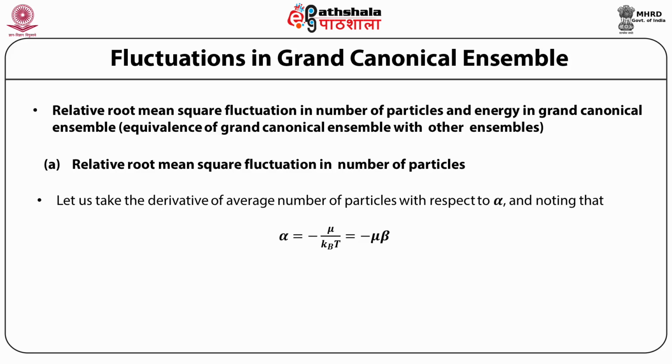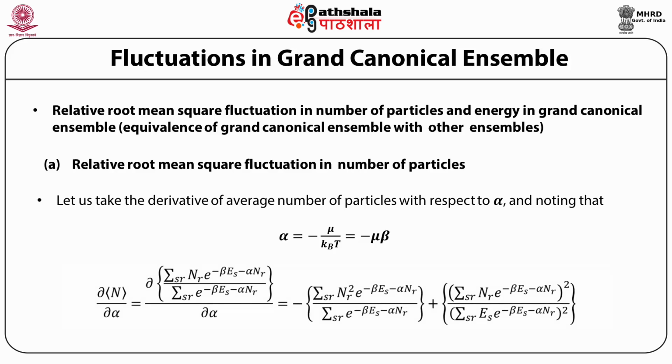Let us take the derivative of average number of particles with respect to alpha, and noting that alpha is equal to minus mu upon kBT is equal to minus mu beta, we get partial derivative of average number of particles with respect to alpha is equal to partial derivative of summation over sr Nr e raised to the power minus beta Es minus alpha Nr divided by summation over sr e raised to the power minus beta Es minus alpha Nr with respect to alpha is equal to minus of summation over sr Nr square e raised to the power minus beta Es minus alpha Nr divided by summation over sr e raised to the power minus beta Es minus alpha Nr plus summation over sr Nr e raised to the power minus beta Es minus alpha Nr whole square divided by summation over sr e raised to the power minus beta Es minus alpha Nr whole square.